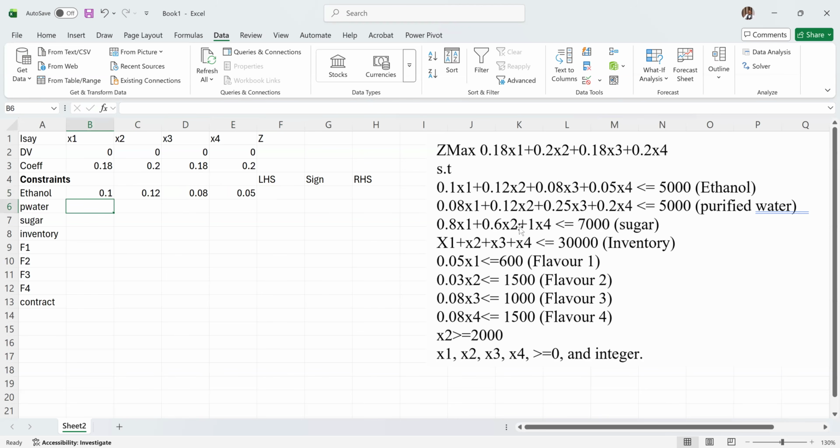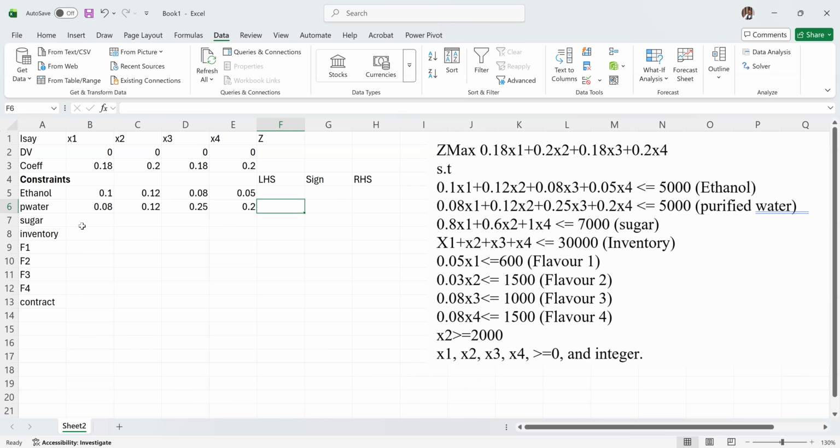Purified water, the first one is what? 0.8. So type 0.8 for the X1. The second is 0.12. 0.12 is already at the top, so you can just drag it and put it down. The next one is 0.25. So type 0.25. 0.08. Purified water 0.08. The first one is 0.08. And then the last one is 0.2.